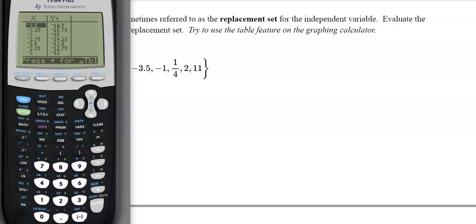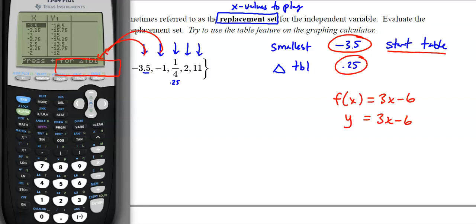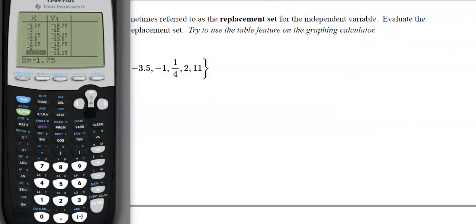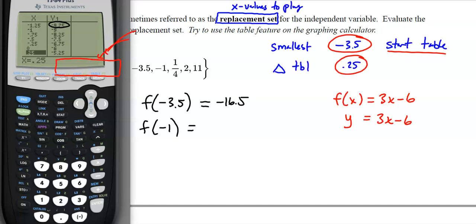I don't think I can have the calculator up and the, well, maybe I can. Let's try it. Oh, nice. So let's go ahead and put these values in. f at -3.5 equals, right there, -16.5. f evaluated with an input of -1: I'm going to have to scroll down on my chart because it stops at -2. So go down, down, down, down, down, down. And there's -1. So -1 is going to be right here at -9. f of a quarter, aka 0.25, is going to be right here, which is -5.25.